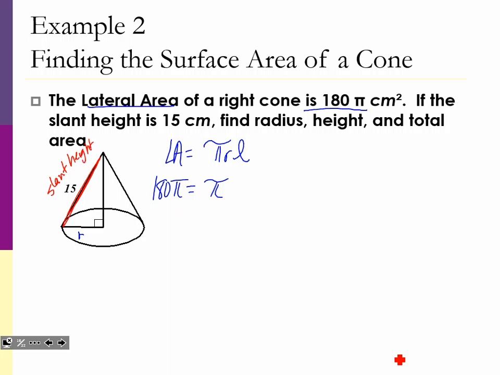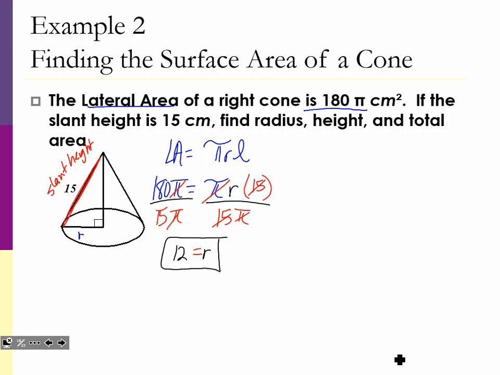So I'm trying to find the radius. That's my R times 15. Now, I've got to work backwards to do that. I'm going to divide everything by 15π so that they cancel out, leaving me just the radius. The π's will cancel out, 15 will cancel out, and right here the π's will cancel out as well. 180 divided by 15 gives me 12 as the radius. Okay, so that's our radius.